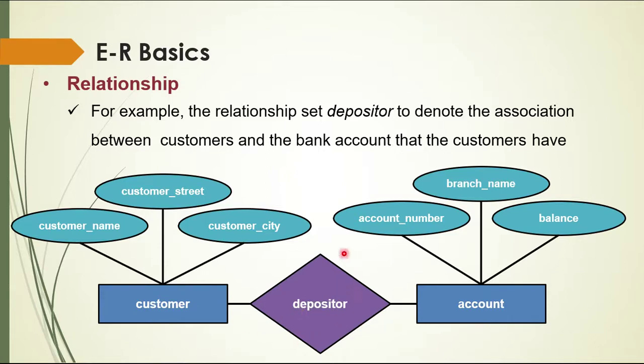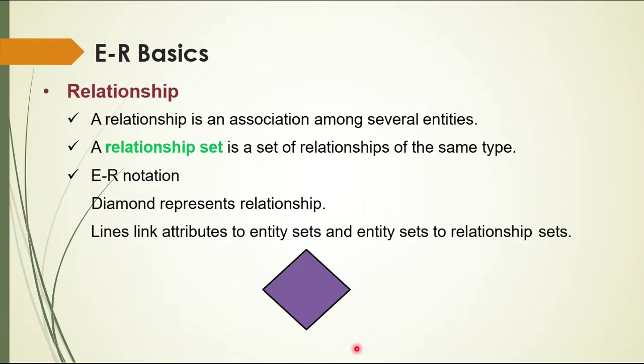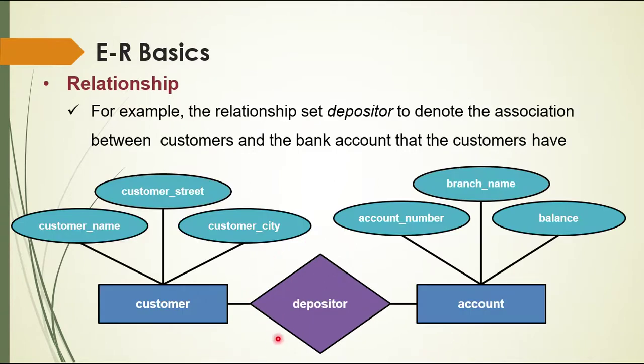Now customer, account, and depositor. So depositor represents the relationship, and the diamond represents the relationship. So here we use the diamond shape and we write depositor as a relationship name. Now see here, the link between entity to relationship and relationship to entity is the line. Okay, so this is known as an entity, attributes, and relation between two entities.